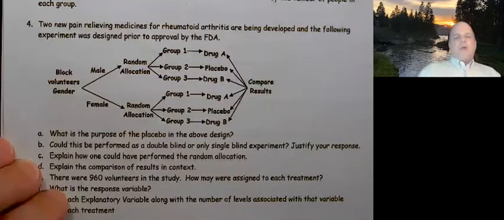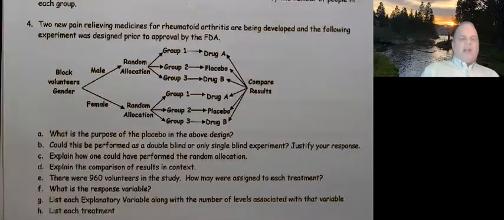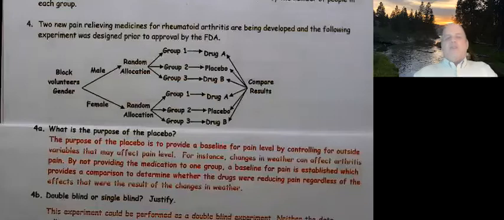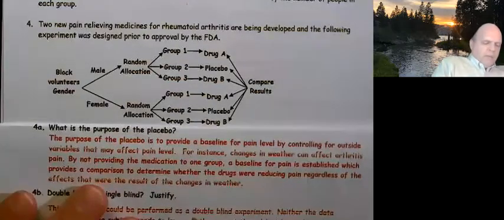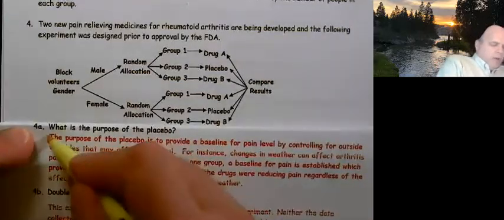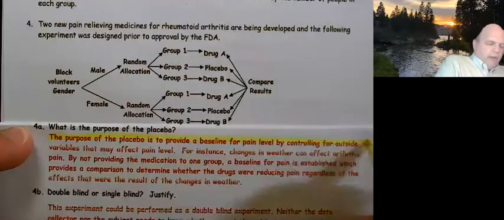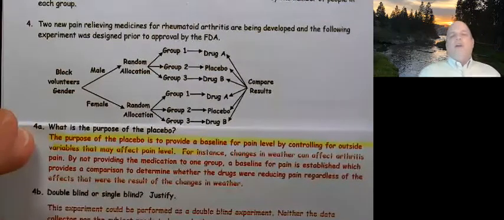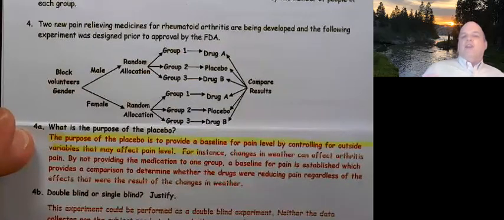What is the purpose of the placebo in the above design? And I just kind of gave you a hint to it. The purpose of the placebo is to provide a baseline or to act as a control. So to provide a baseline for pain level by controlling for outside variables that may affect pain level. We know that, for instance, weather can affect arthritis pain. And by not providing the medication in one group, a baseline for pain is established, which provides a comparison to determine whether the drugs were reducing pain regardless of the effects outside.